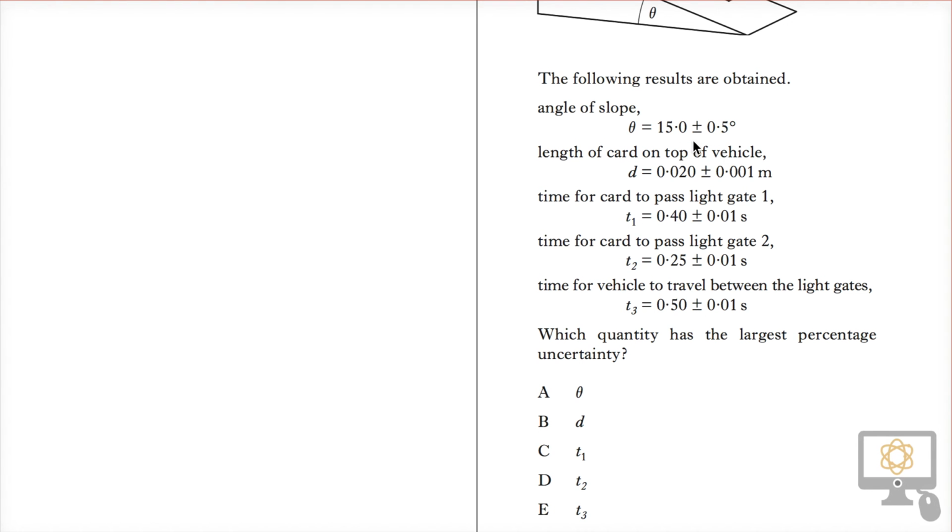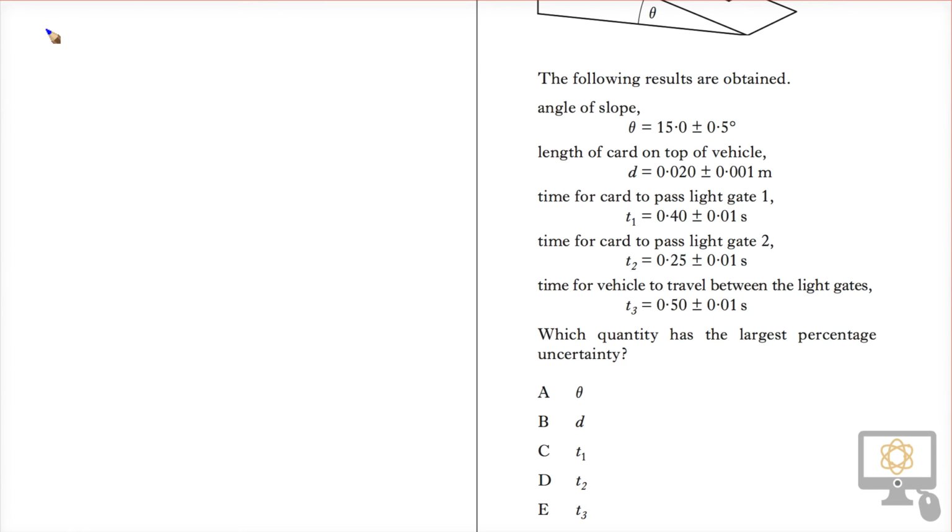So this is a fairly straightforward thing to do. We need to determine what 0.5 is as a percentage of 15, what 0.001 is as a percentage of 0.02, and so on. So there's no quick way to go about this. You just have to try each one in turn and solve the problem that way.